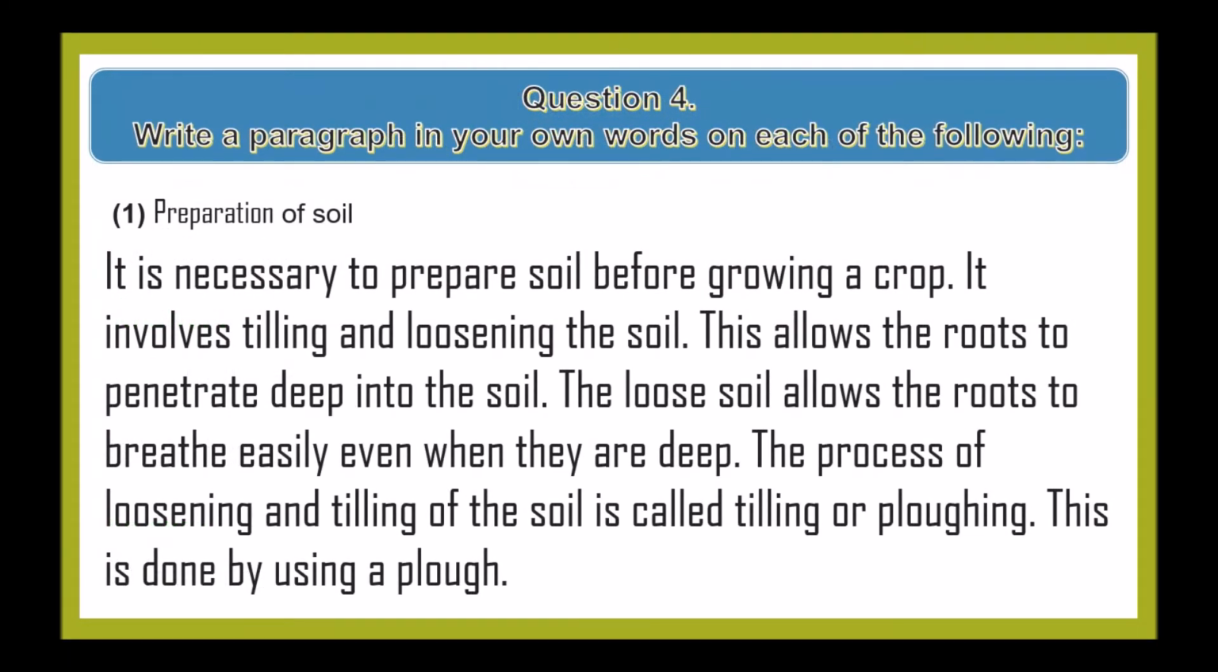Fourth question, write a paragraph in your own words on which of the following. So, preparation of soil. It is necessary to prepare soil before growing a crop. It involves tilling and loosening of the soil. This allows the roots to penetrate deep into the soil. The loose soil allows the roots to breathe easily even when they are deep. The process of loosening and tilling of the soil is called tilling or plowing. This is done by using a plow.